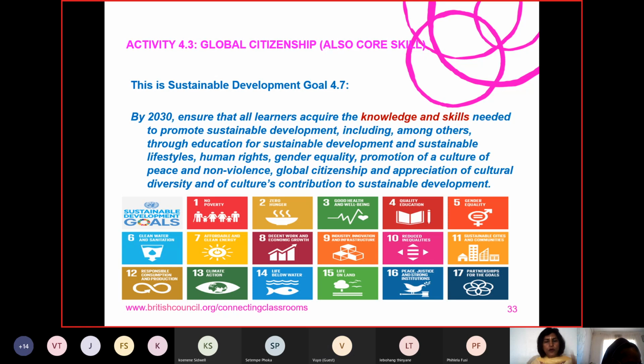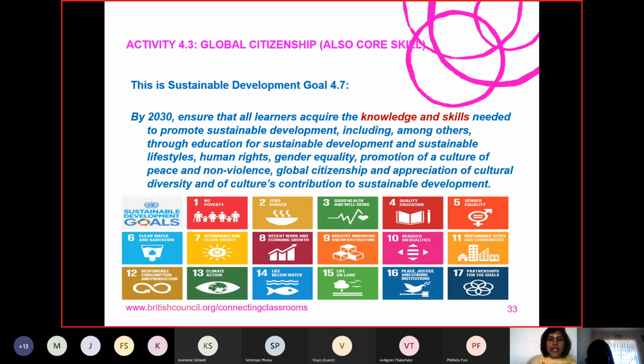Now, you may or may not know, for each goal, there is a target. And for each target, there is an indicator. For example, under quality learning, we have a number of targets, like 4.1 talks about pre-primary education, 4.2 talks about compulsory free primary education. But here we are looking at 4.7, which is a target, and it talks about global citizenship, which you have already mentioned in your drawings.